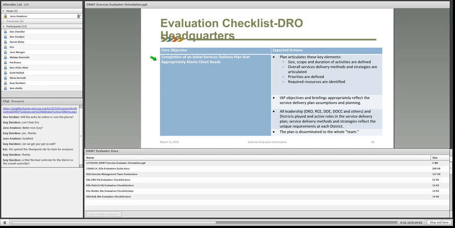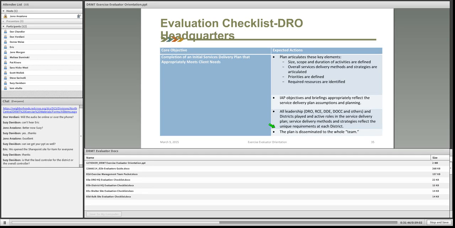The next set looks at compilation of an initial service delivery plan that appropriately meets client needs based on and articulating several key elements, IEP objectives, leadership and district players having an active role in service delivery plan, and then the dissemination of the IAP and the service delivery plan along both top level managers, middle managers, and what's termed the whole team.